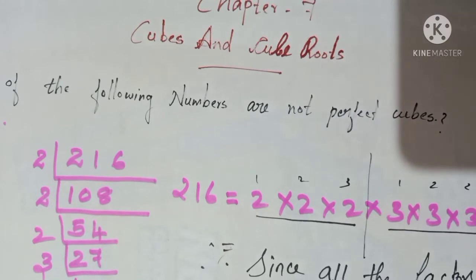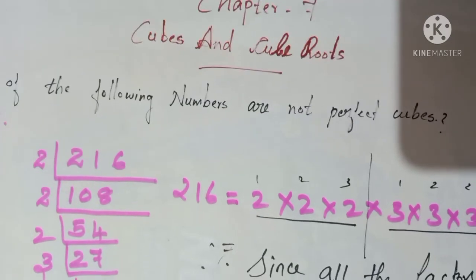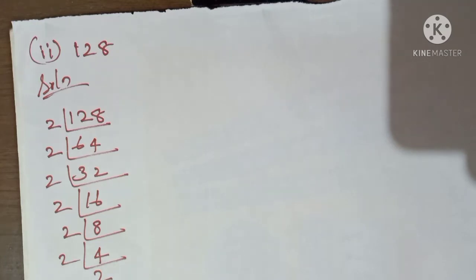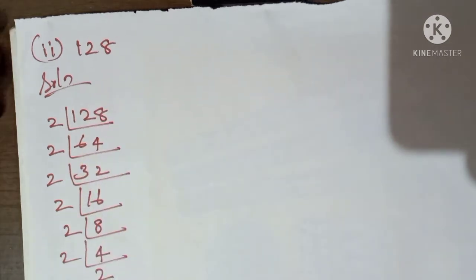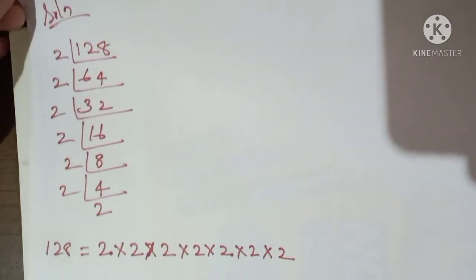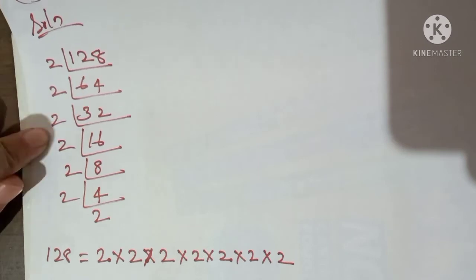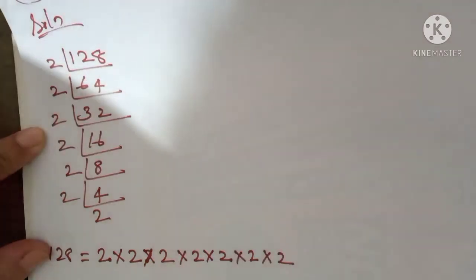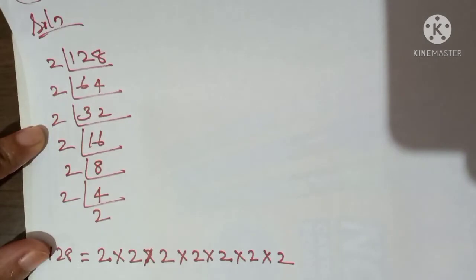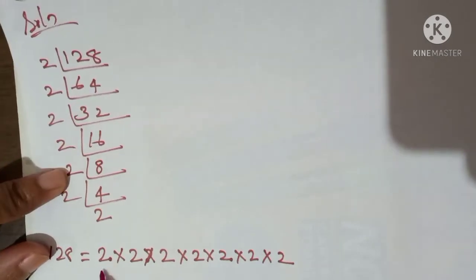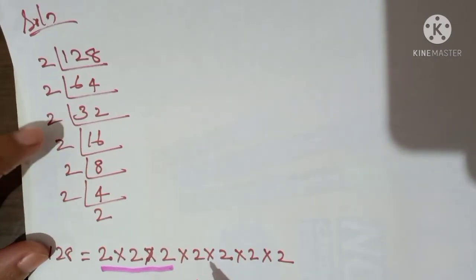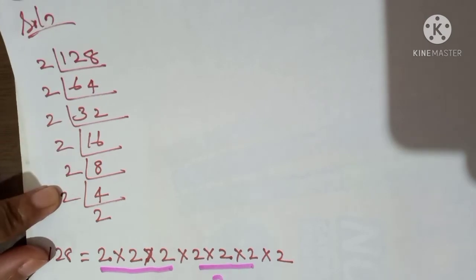Now let's see the next problem. This one, the second example. What is the question? 128. You want to check whether this number is a perfect cube or not. So do the prime factorization and write the numbers. So 1, 2, 3. One group. Next one, 1, 2, 3. One group. Next, 1, 2, 3. So this is the second group.